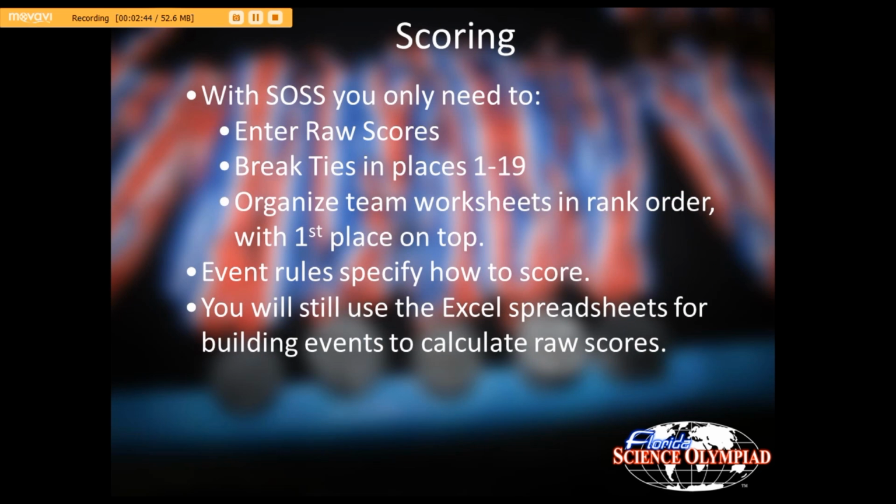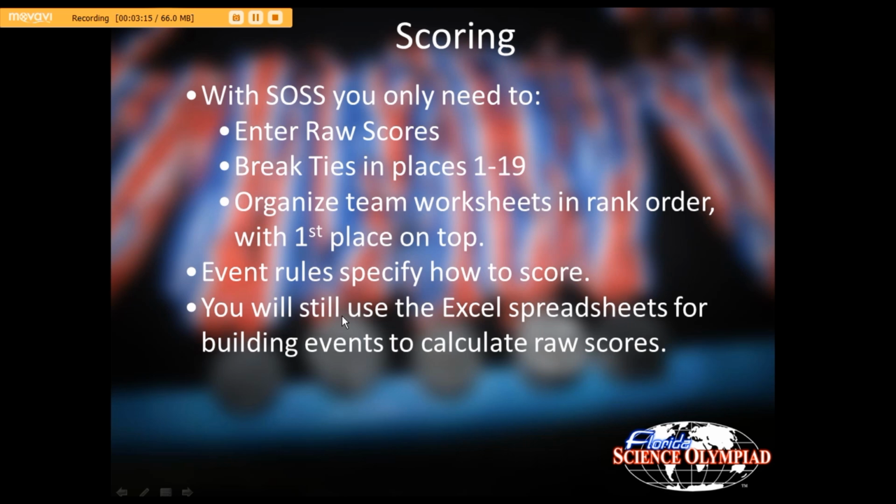So you're going to enter in the raw scores. These are whatever number of points you calculate, so that we break ties up to 20th place, so the first 19 places. And then you'll also organize the student work sheets, whether it's the lab, the test, the papers, whatever you've got, in rank order with first place on top. Make sure, again, you know how to score based on the rules.